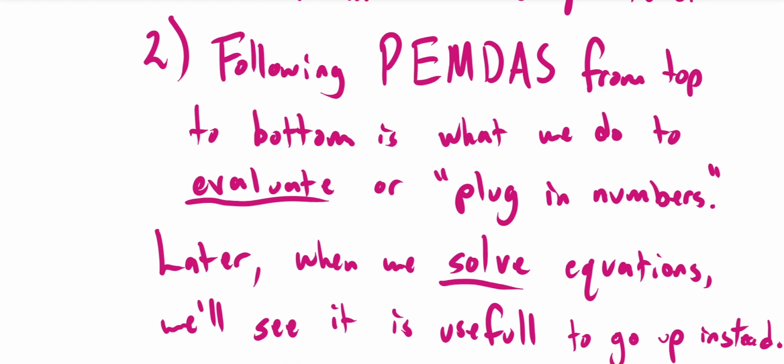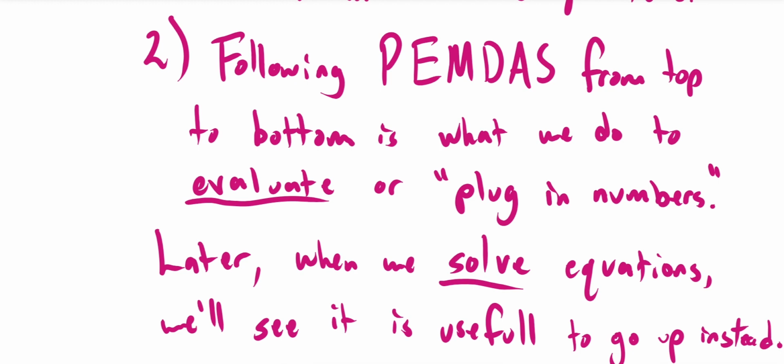when we go to evaluate or when we go to plug in numbers. When we're actually doing arithmetic, we go in that order, left to right as I've written it here, or top to bottom as in the notes. Later, when we learn how to solve equations, we're going to see how useful it is to go up from addition, subtraction to multiplication, division, and eventually to exponents and to parentheses when we deal with solving equations instead.